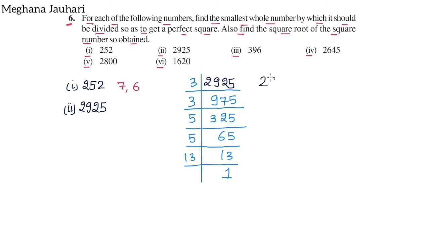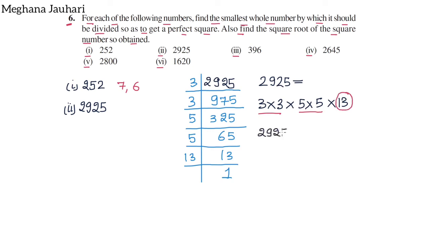Now what are we going to do? We are going to write all the factors of 2925. So here we go: 3 times 3 into 5 times 5 into 13. Now we are going to split it into pairs. As we can see, we got a pair of 3, we got a pair of 5, but we haven't got a pair of 13. So in division, the only way to get a perfect square is to remove it.